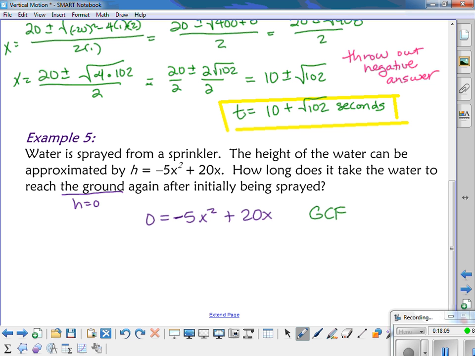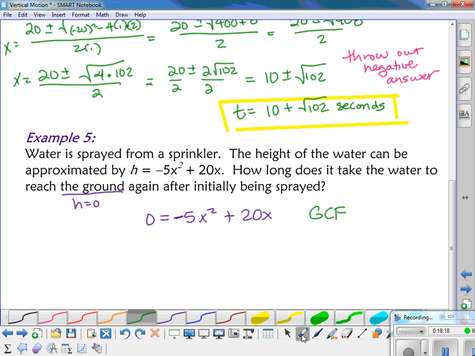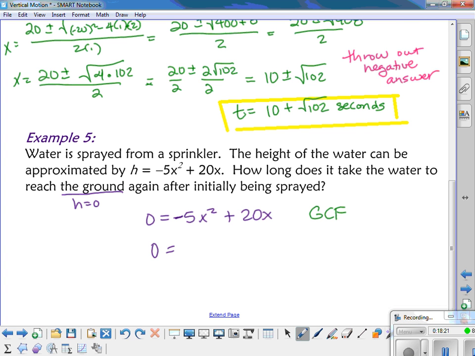Factor out the greatest common factor and put what's left in parentheses. Okay, so when you factor it, what was our GCF? Okay, 5x, and I'm going to go ahead and take out the negative 5x. And so I'm left with x minus 4. So when you have two things multiplying to equal 0, then one of those has to equal 0. So either negative 5x equals 0 or x minus 4 equals 0. So here I get x equals 0, and for the second one I get x equals 4.